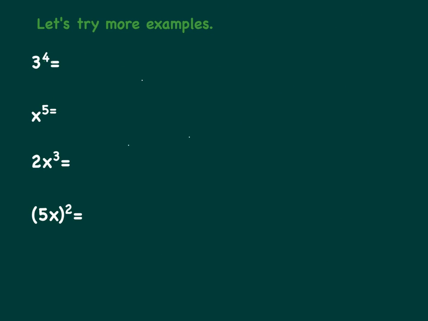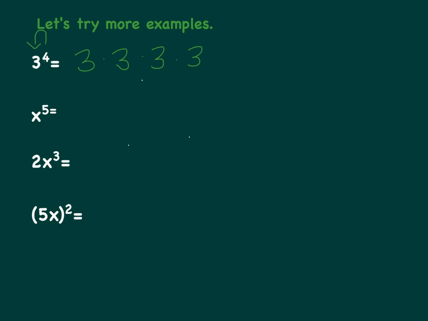Let's try expanded form with these examples. 3 to the 4th power. Our base is 3, our exponent is 4. The exponent applies to what's directly underneath. That means the exponent is going to apply to the 3. We're going to multiply 3 times itself 4 times: 3 times 3 times 3 times 3.